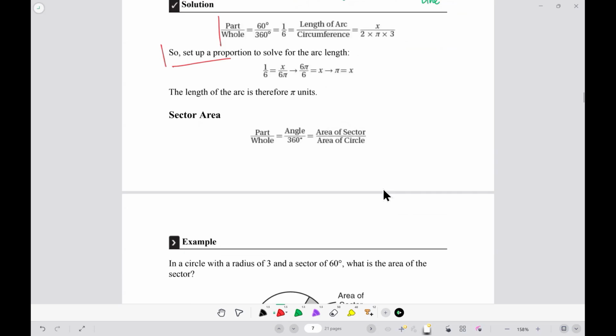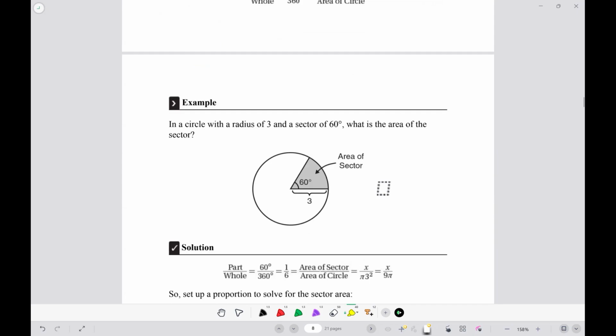Okay, so now this sector area. This sector area is nothing but the area that is created by an arc. The yellow zoned area is the sector area, the area of the sector. Do you understand?